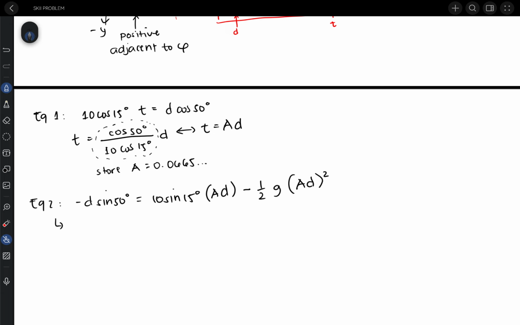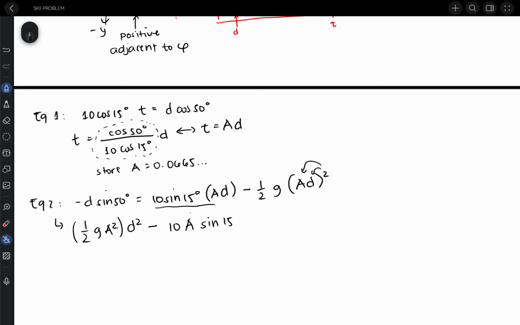So let me just rewrite this one so that we'll have 1 half g times a squared. Distributing the exponent now to a and t, we'll have 1 half g times a squared d squared. And then I've just transposed this to the other side and the negative becomes positive. That is what I'm also going to do with the first term here, tan sine 15 degrees times AD, and we'll have minus 10 sine of 15 degrees times AD. Okay, but let me just put A here before the sine of 15 degrees.